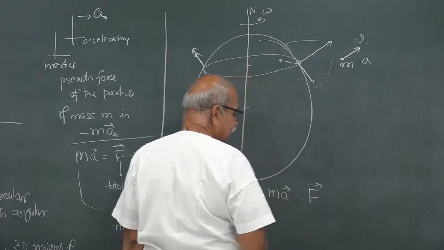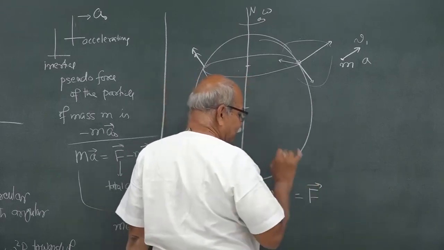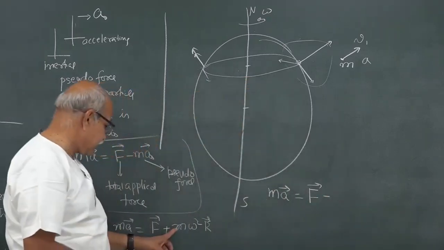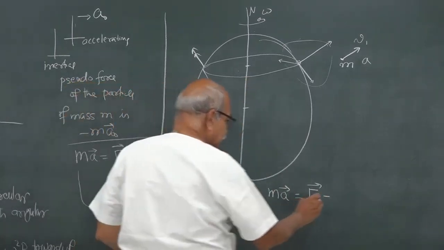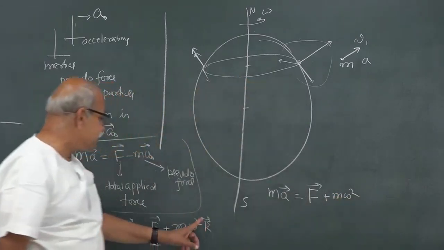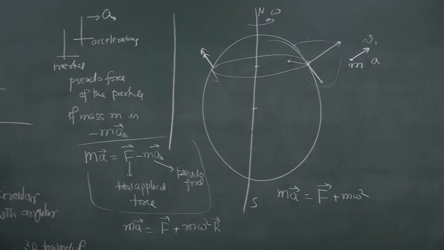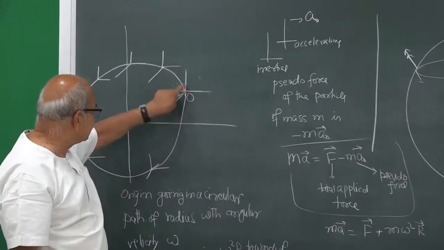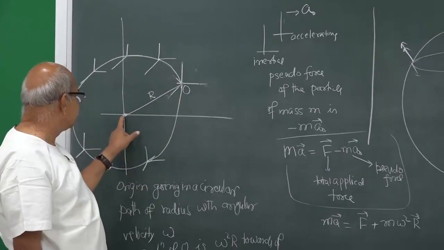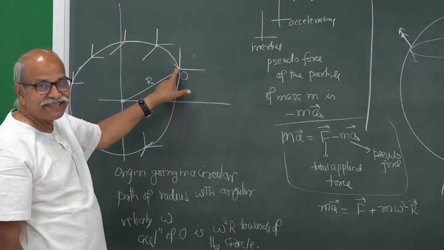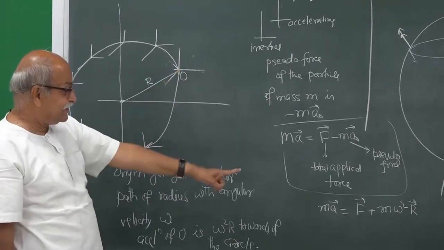This is the total force applied, real forces, and then I have minus or plus this quantity. This is plus m omega square r vector. What is this r vector? This r vector is from this origin. This origin is going on a circle, and the center of the circle and the position of the origin, that is r vector, capital R vector here.